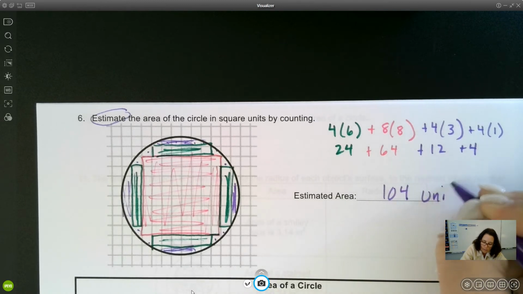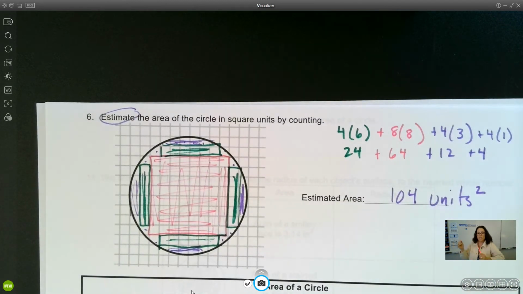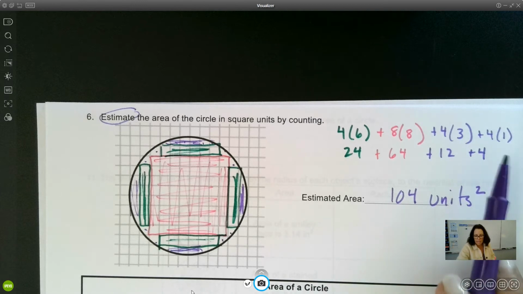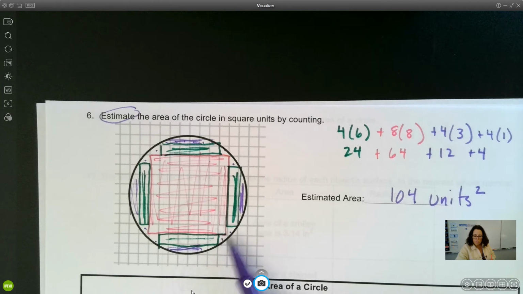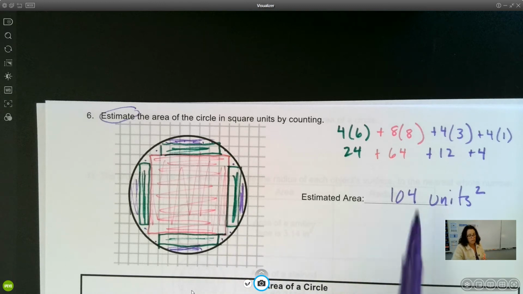And this is units squared. Now I know that's a little low, because I know that these two together are probably 1.5. I'm thinking. Okay, so this is a rough estimate. When I did this before, I got 112. Okay, an estimate's an estimate.